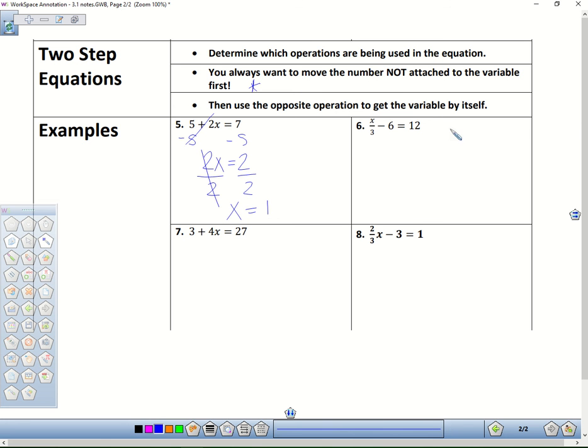So over here, we need to get rid of the number that is not attached to the variable first. So Sean, what do you think? How do I reverse a negative 6?